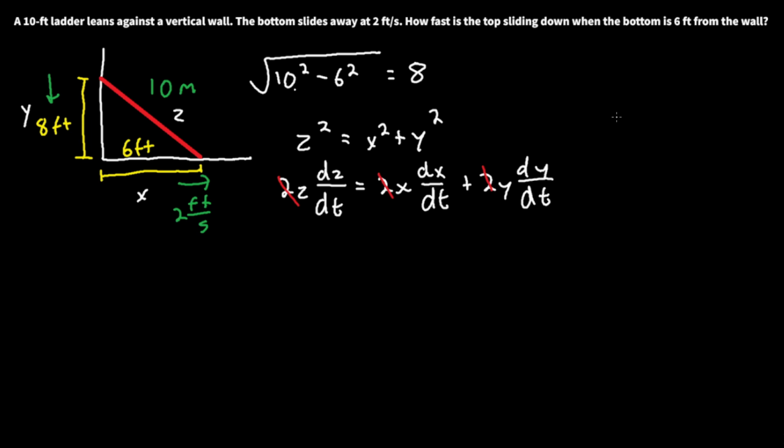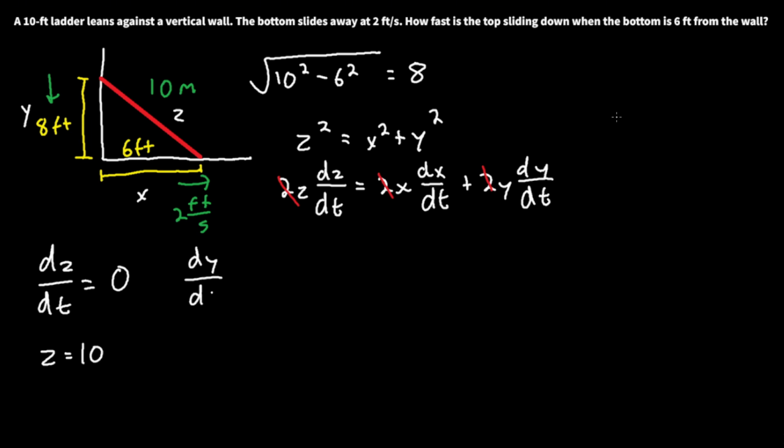So the bottom slides away at 2 feet per second. How fast is the top sliding down when the bottom is 6 feet from the wall? Well, dz over dt isn't changing, right? Z is the length of the ladder. The length of the ladder is not changing unless you have a very hot floor that's melting the ladder, or a very hot wall that's melting the ladder. So dz over dt is equal to 0. The length of the ladder is not changing over time. Z is equal to 10 since that's the length of the ladder.